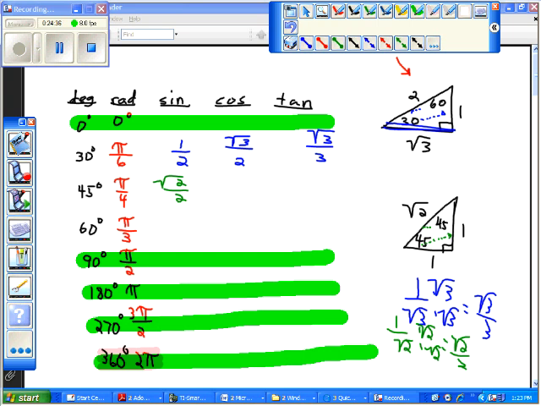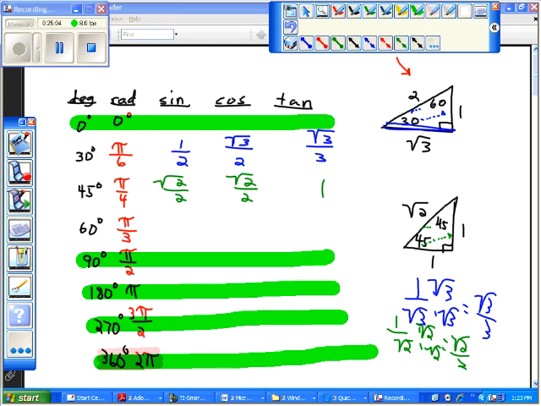The cosine of 45, well, the leg opposite's the same as the leg adjacent. They're both 1. So sine and cosine of 45 are root 2 over 2. The tangent of 45. Tangent of 45 is the length of the leg opposite 1 over the length of the leg adjacent 1. 1 over 1 is 1. So tangent 45 is 1.